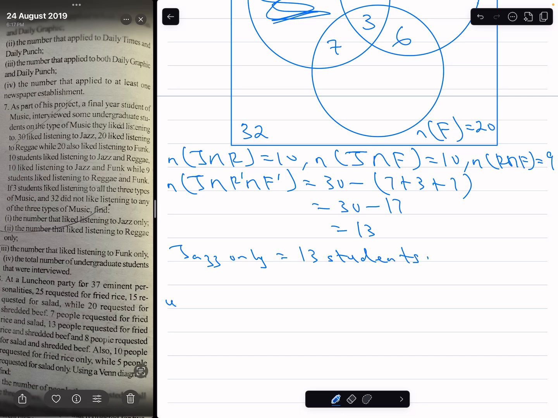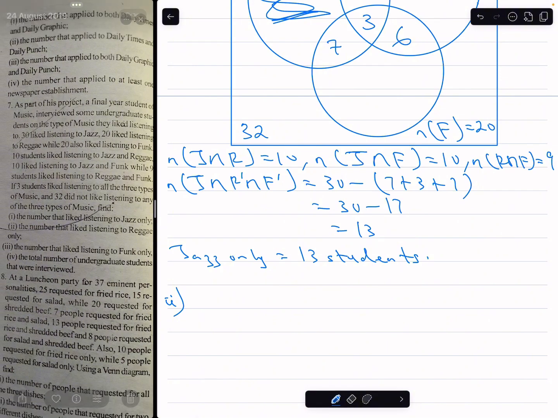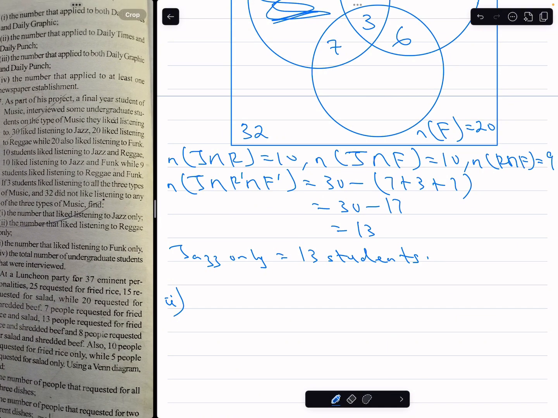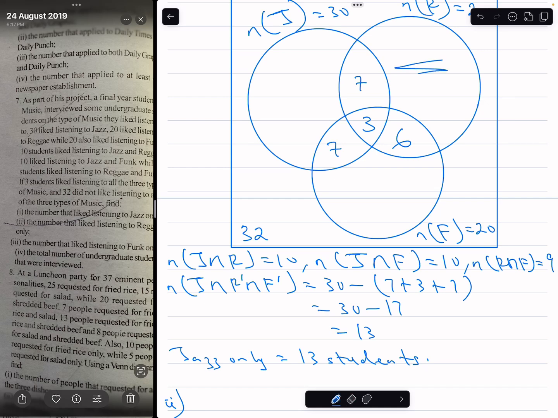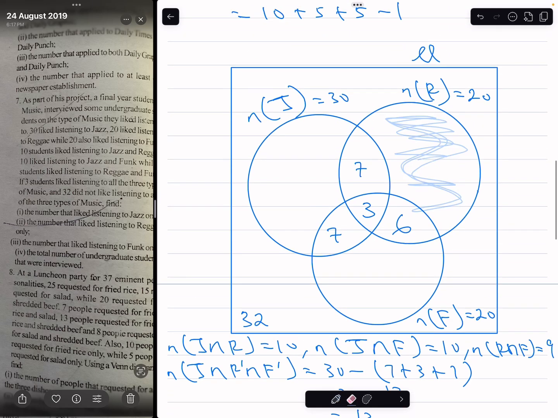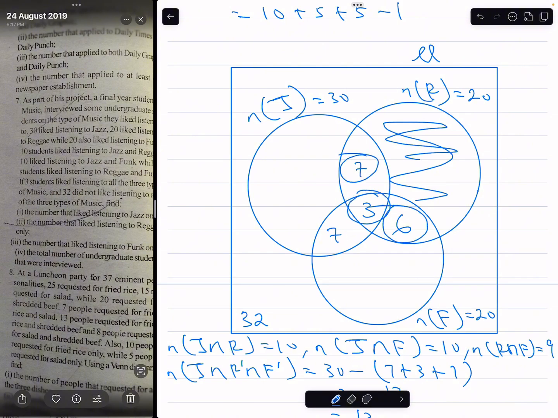Roman figure 2. What does that say? The number that likes listening to reggae only. Reggae only is this place. Those that listen to reggae only are the people that are here. And that means if I add 7, 3 and 6 together and subtract from 20, I'll get the number of students who listen to reggae only. And that's what I'm going to do very quickly.